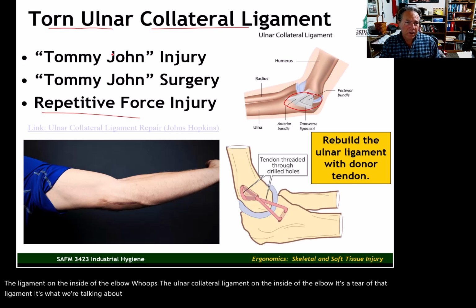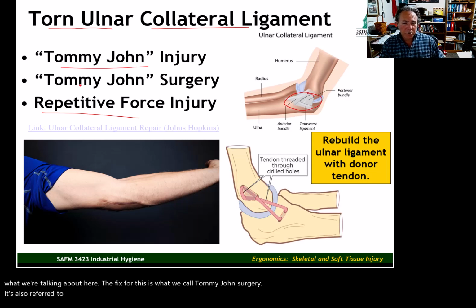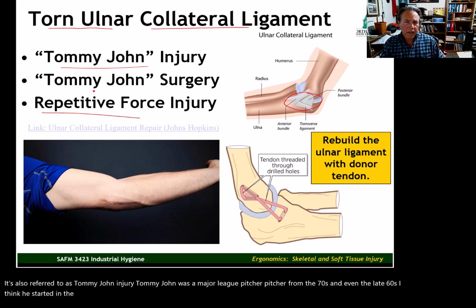The fix for this is what we call Tommy John surgery. It's also referred to as Tommy John injury. Tommy John was a major league pitcher from the 70s and even the late 60s. I think he started in the late 60s and into the early 70s. He suffered this injury, a torn ulnar collateral ligament.